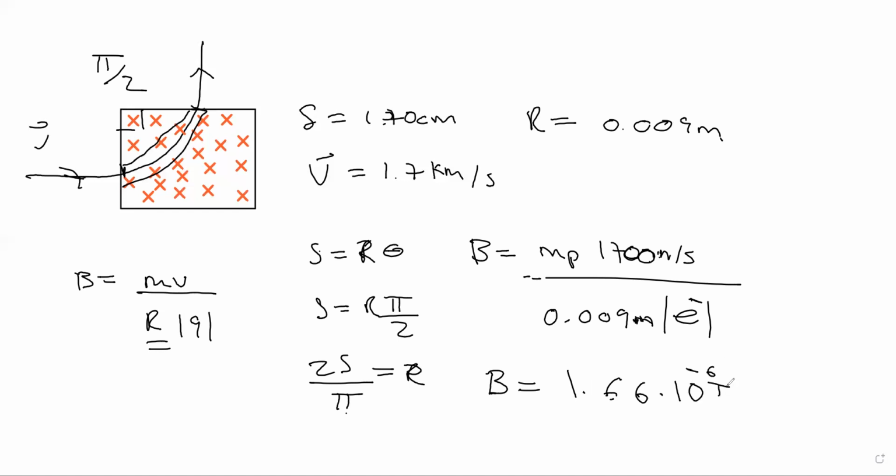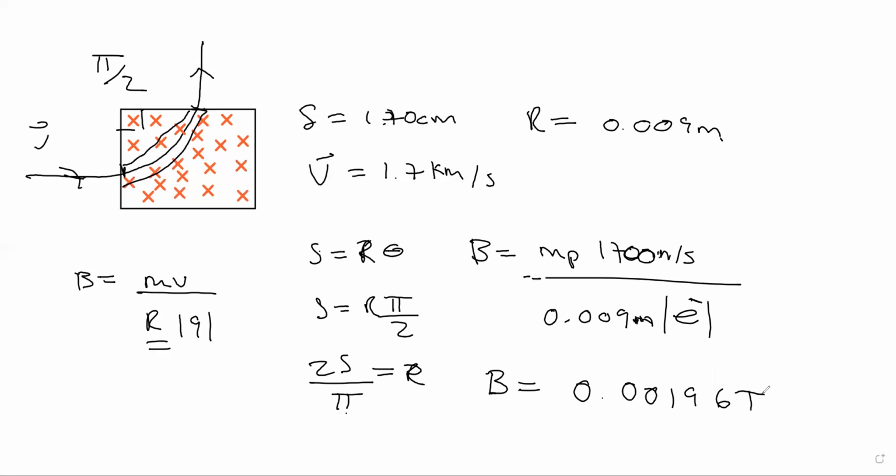Let me see. I have this number here. Wait, sorry guys, I got a different number. Something is wrong here. I think your charge is wrong. It's 1.6 times 10 to the negative 19, the other way. There you go, that's the answer. So I got 0.00196 Tesla.